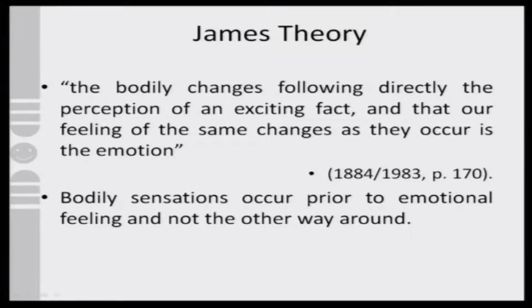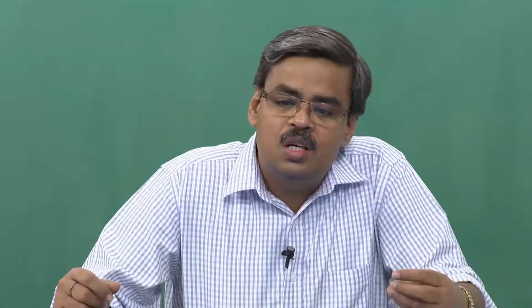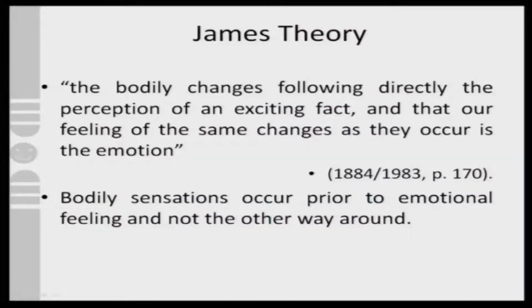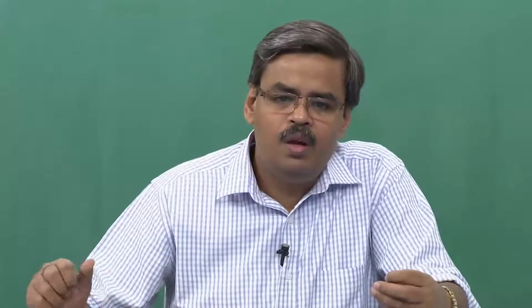This theory further says that the bodily sensations occur prior to the emotional feeling and not the other way around. Most of us think the other way around, that we have the emotion, and it is the emotion that leads to bodily changes, whereas the James-Lange theory proposes that we have the bodily changes first, the sensation first, and it is this bodily sensation, the change there, that finally leads to the experience of a given emotion.